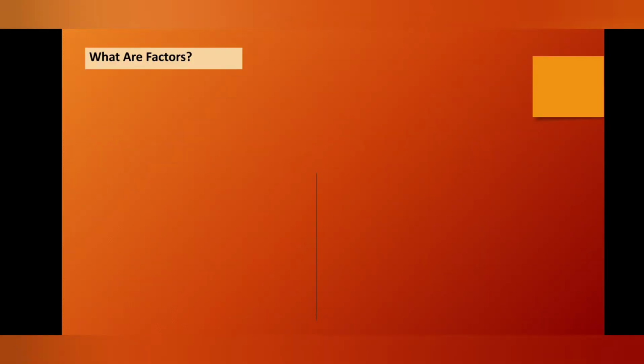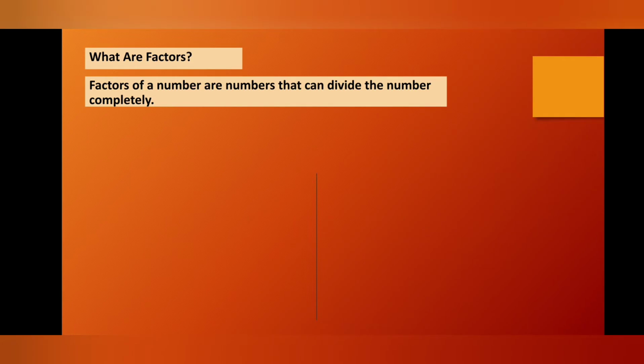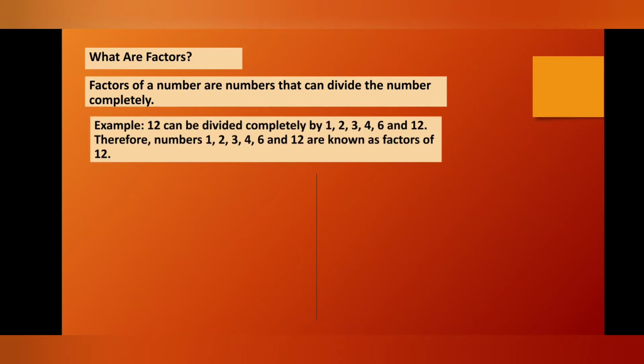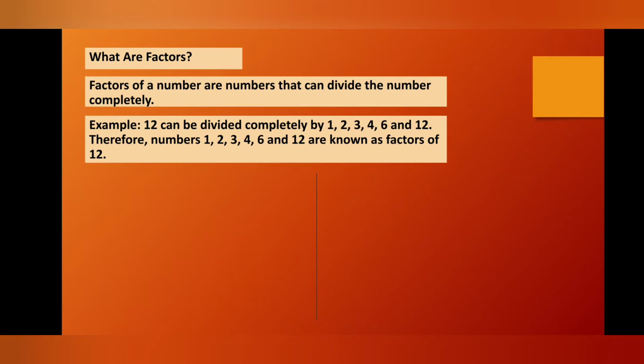What are factors? Factors of a number are numbers that can divide the number completely. Example, 12 can be divided completely by 1, 2, 3, 4, 6 and 12. Therefore, numbers 1, 2, 3, 4, 6 and 12 are known as factors of 12.